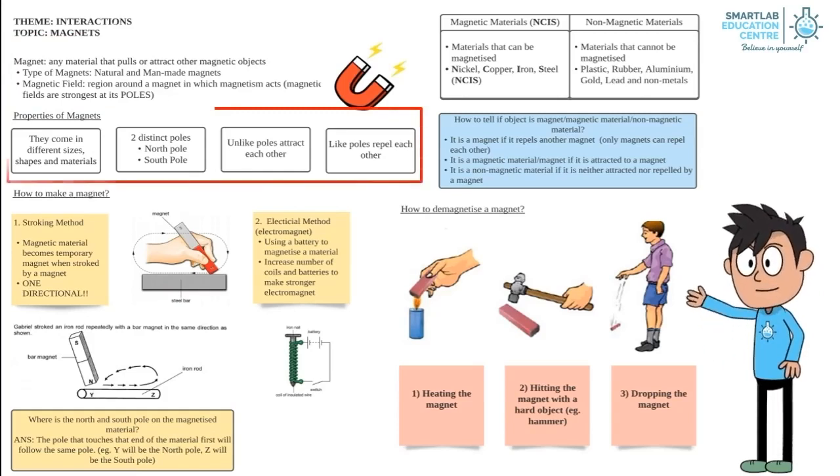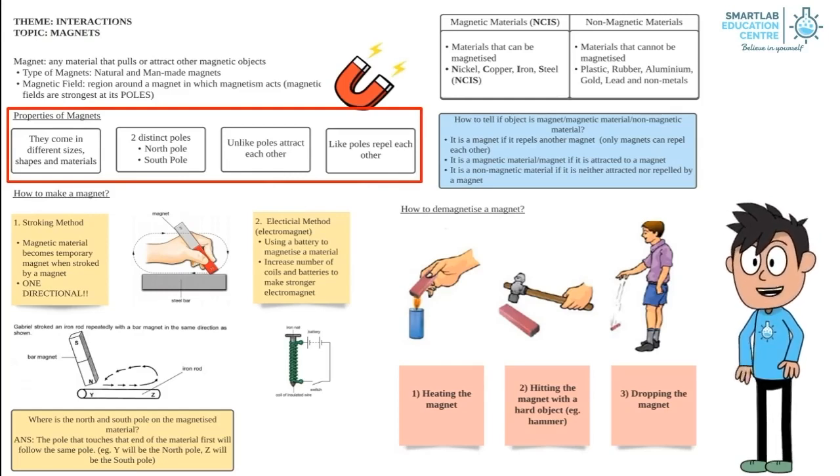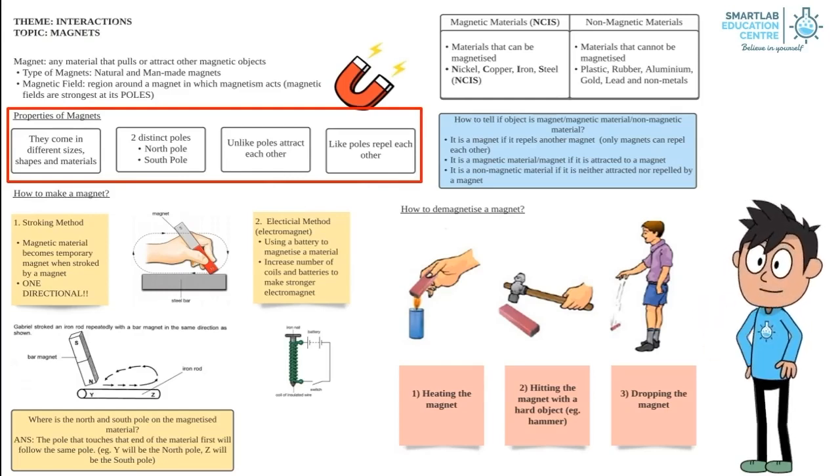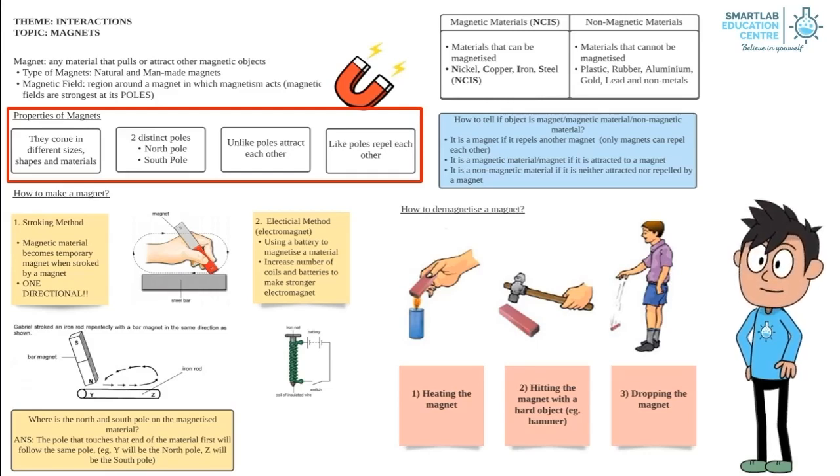Properties of magnets. Firstly, magnets come in different shapes, sizes, and materials. Secondly, magnets have two distinct poles, the North Pole and the South Pole. Thirdly, unlike poles attract each other. Lastly, like poles repel each other.